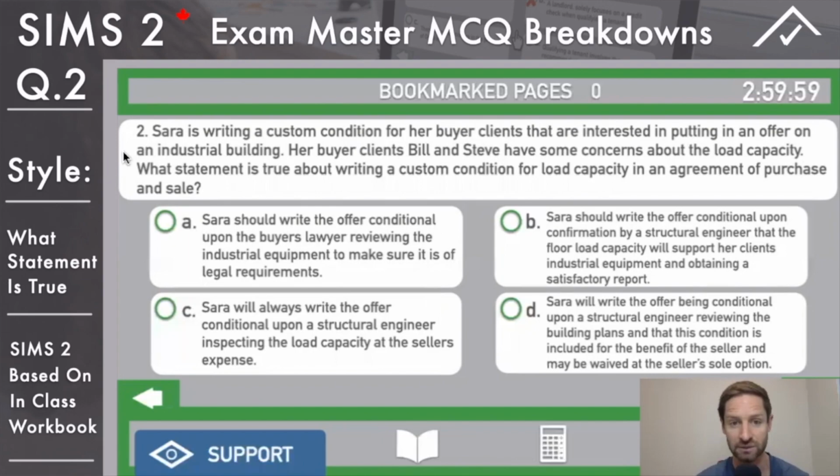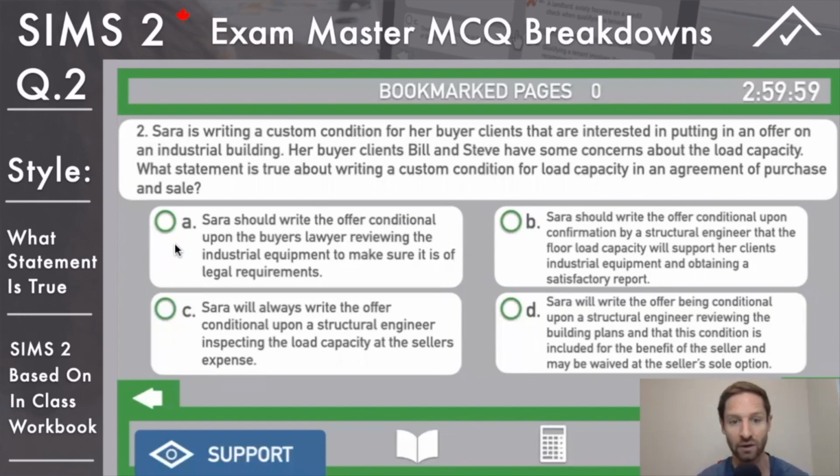Sarah's writing a custom condition for her buyer clients that are interested in putting in an offer on an industrial property. Her buyer clients, Bill and Steve, have some concerns about the load capacity. What statement is true about writing a custom condition for load capacity in an agreement of purchase and sale? Okay, perfect. Off to A.